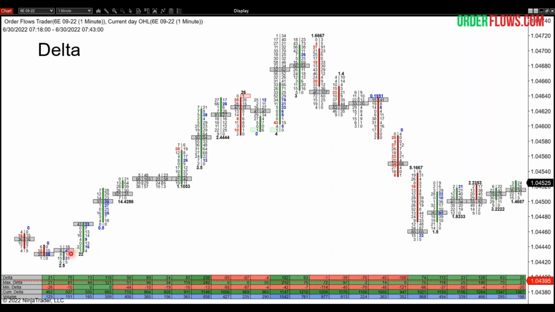Generally, as markets rise, you're going to have positive delta. You can see it in here, all these green numbers on the bottom. Delta will normally be displayed on the bottom. Some people like to put it above or below the bar, but I just find it easier on the bottom. And as a market is selling off, you've got negative delta. So that's delta, really quick.